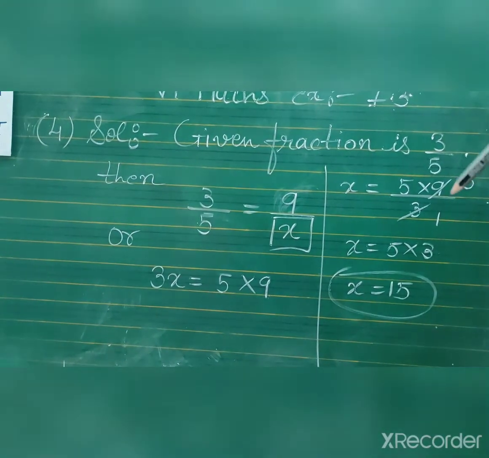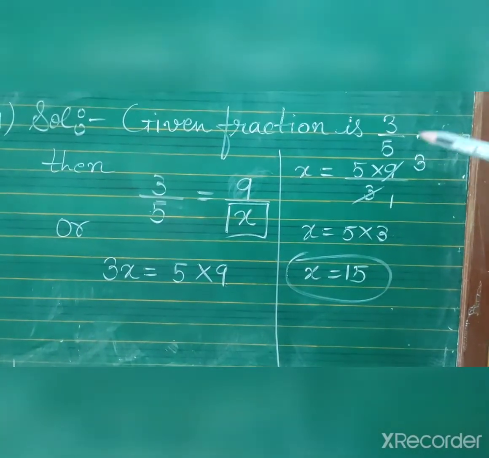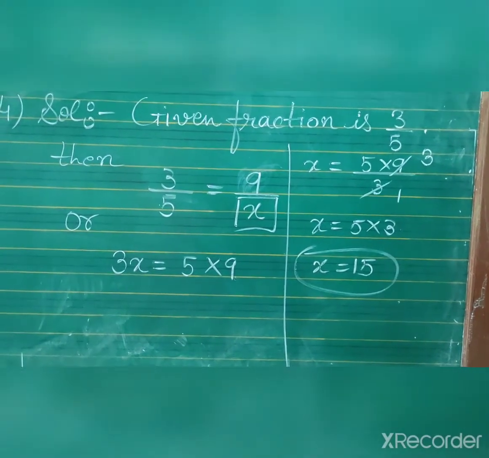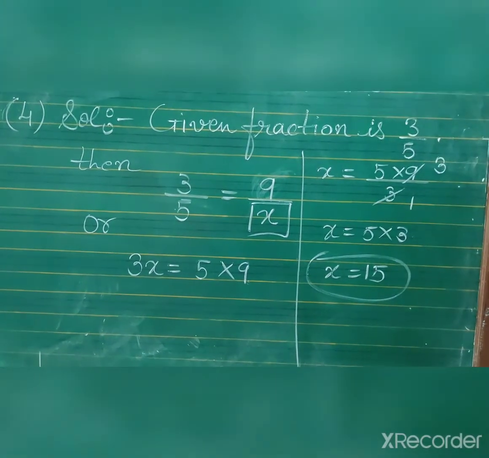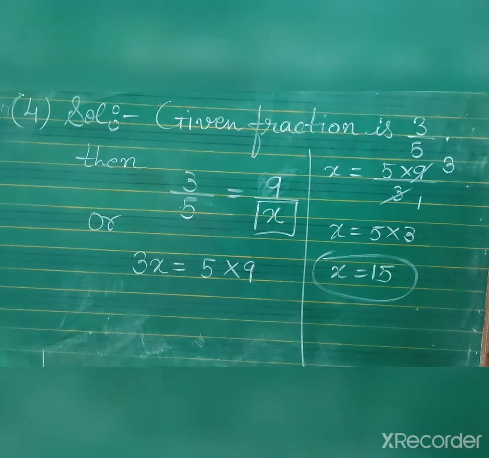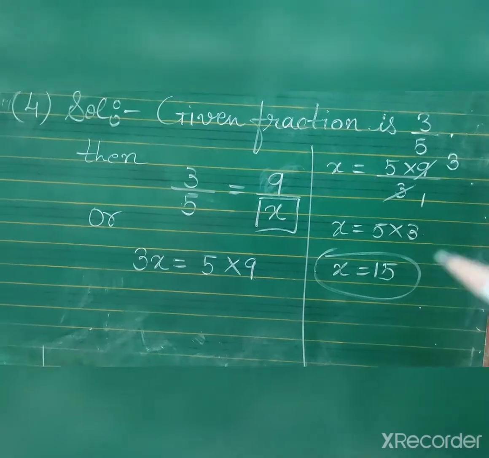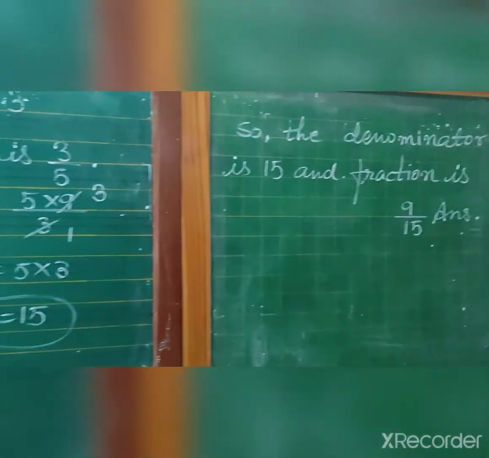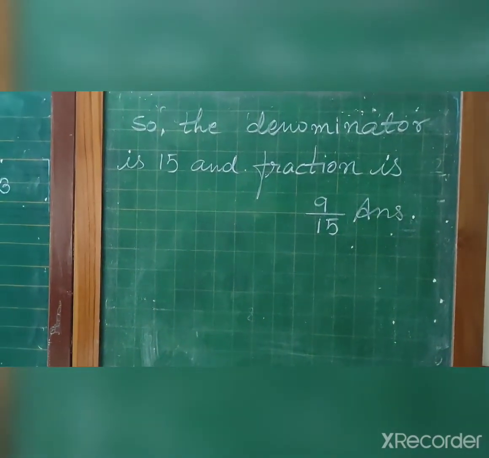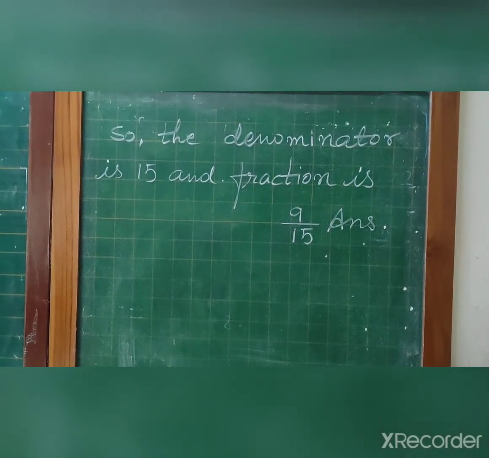Now 3 we will take with the division sign, that means in the denominator. 3 1s are 3, 3 3s are 9. So 5 into 3 is left, and we can neglect this 1 because it is in the denominator. So 5 3s are 15. So what is the denominator? 15. So the equivalent fraction of 3 upon 5 whose numerator is 9 has denominator 15, so the fraction is 9 upon 15. Clear? The rest of the two you will solve.